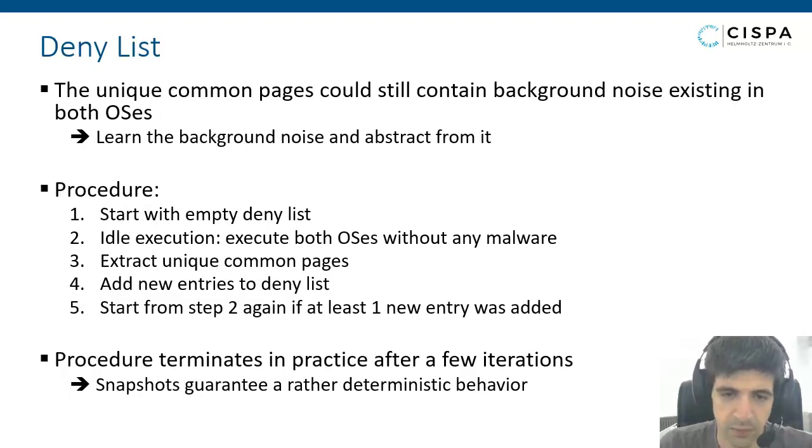It does nothing interesting from a malware analysis point of view. Then we take the memory dump and we extract the unique common pages as before, and then we add those pages to the deny list. If we have added a new entry to the deny list, we proceed again from step 2, so we repeat the whole thing, and we repeat that until we do not have any new pages. It turns out in practice that this process terminates quite quickly, maybe after 3 or 4 iterations. That's mainly because we use snapshots and things are rather deterministic every time we start an operating system. So after this, we have learned the pages, and we have a deny list that we can use as previously described.